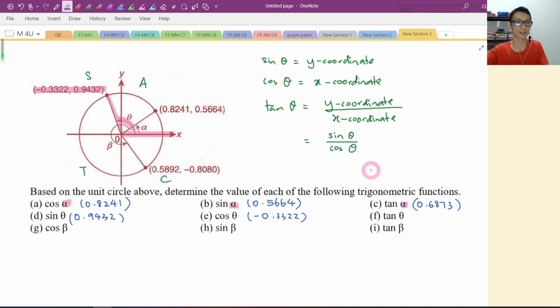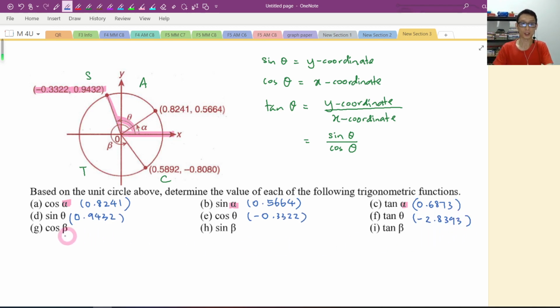Just press the calculator. 0.9432 divided by negative 0.3322. Okay, you should be able to get negative 2.8393.